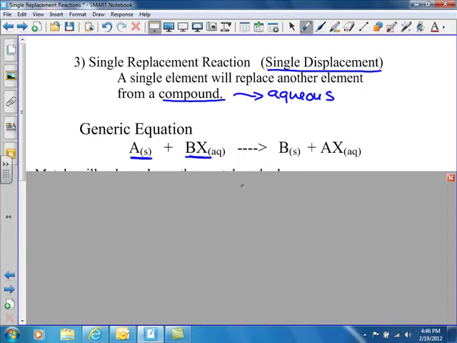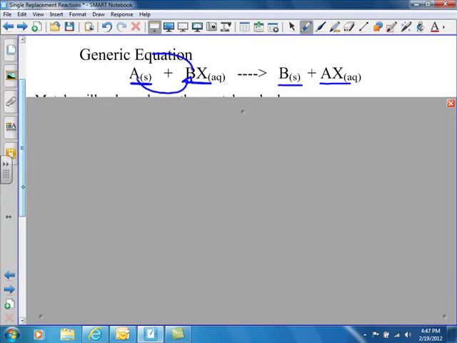What happens is this element A actually comes over and kicks out element B. So element B forms a new solid all by itself, and then A combines itself with what B was combined with. That's why this is called a single replacement reaction, because B is going to get kicked out and A comes in and replaces it. It's kind of like dance partners on a dance floor where some guy comes in and kicks out another guy trying to get the girl. Well, this is the same thing.